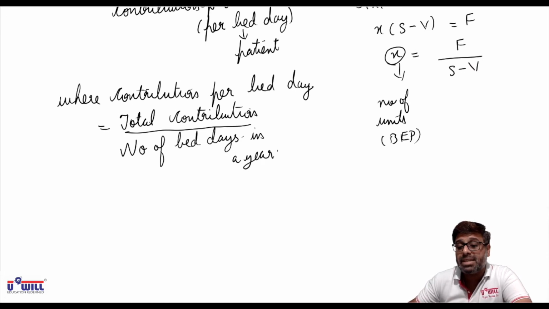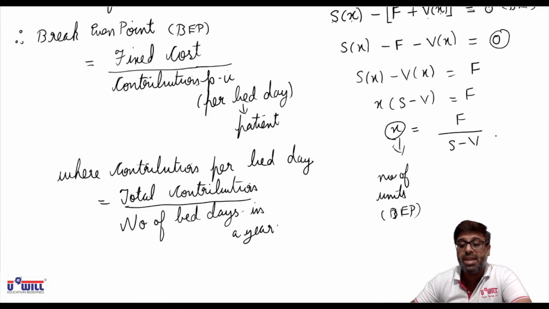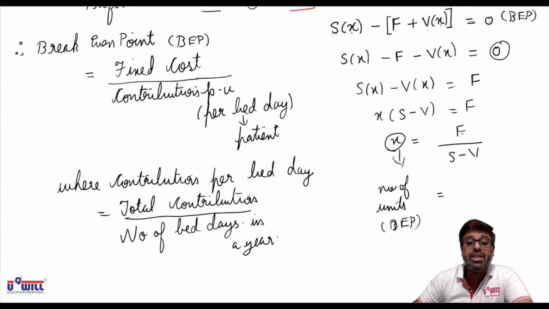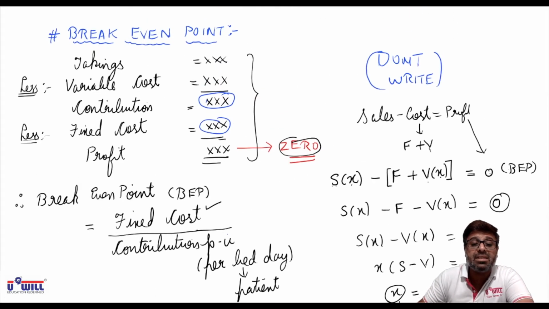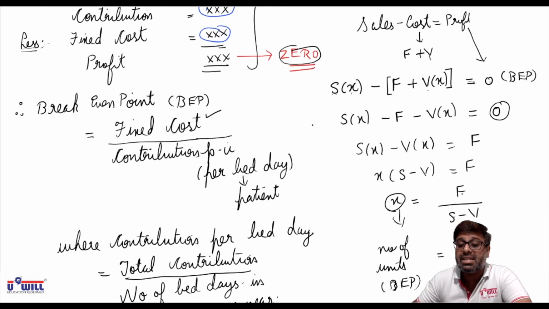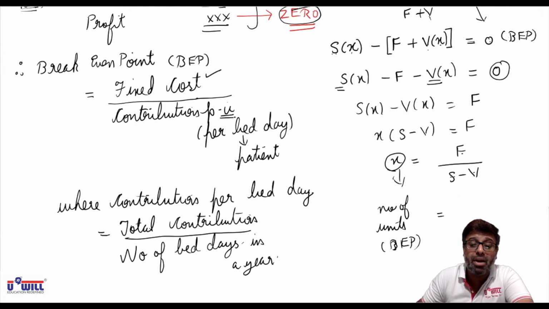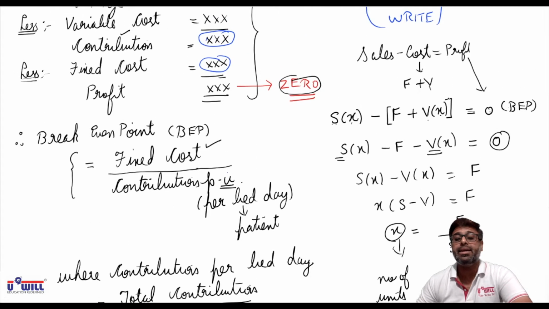What is this X here? Number of units at which the profit is 0, that is the break-even point. What is this F here? Fixed cost. And what is this S minus V? What is S? Sales takings minus V, variable cost, gives contribution. But here S is selling price per unit, V is variable cost per unit. So what is S minus V? It is contribution per unit. This is how this formula is derived mathematically.